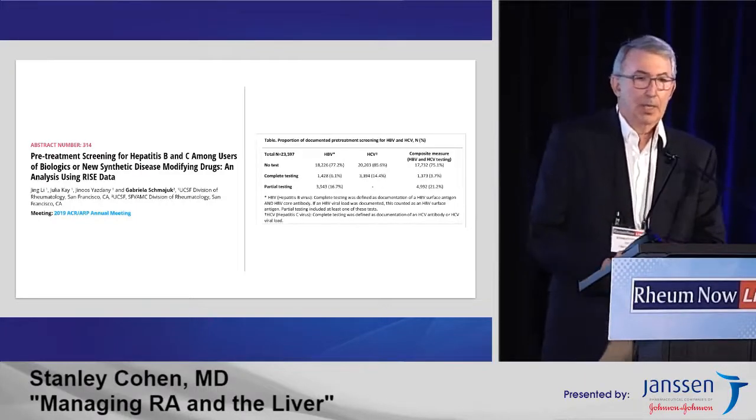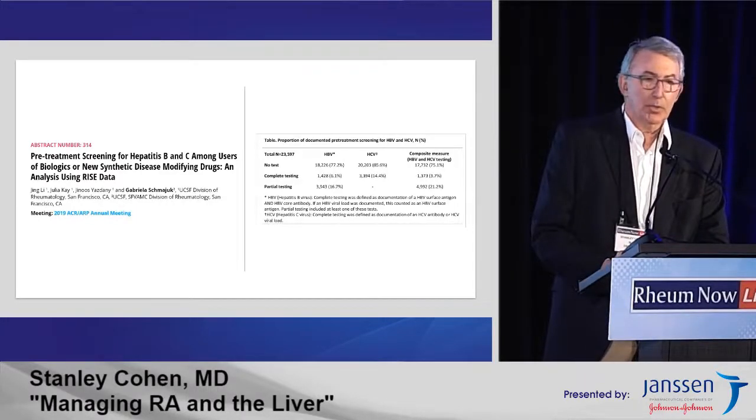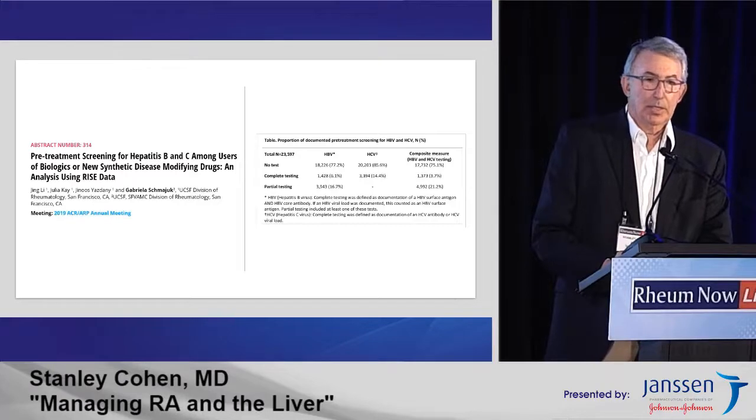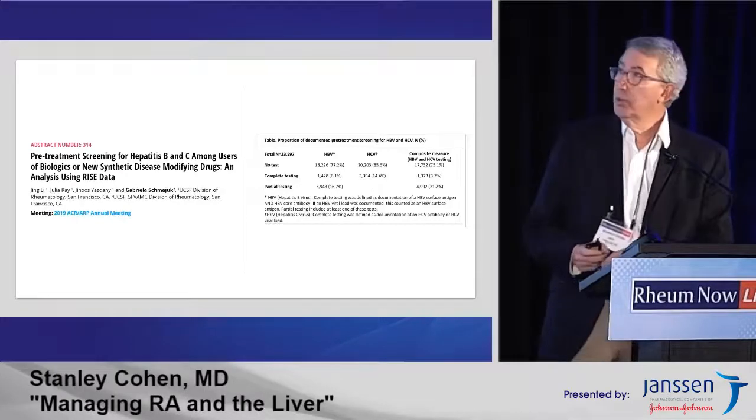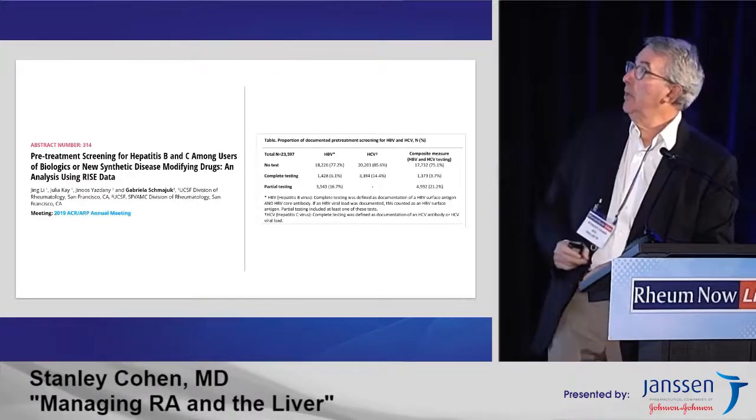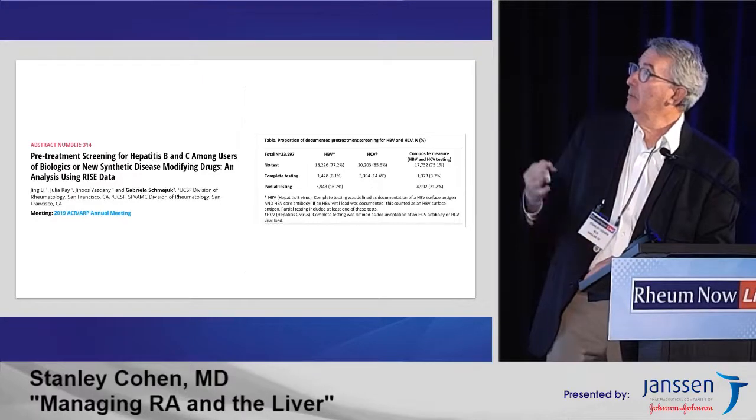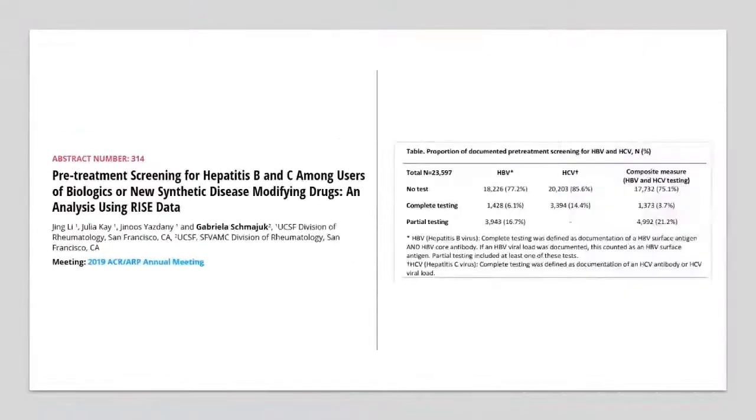Last slide. There was a paper from the RISE registry from UCSF looking at how often pre-screening studies were done for hepatitis B virus and hepatitis C virus. Complete testing was only done in 6 to 14%. I think we all do better. At this meeting, people come to these meetings, we need to pre-test all of our patients before they go on DMARDs or biologics. And I'll finish up there. Thank you.